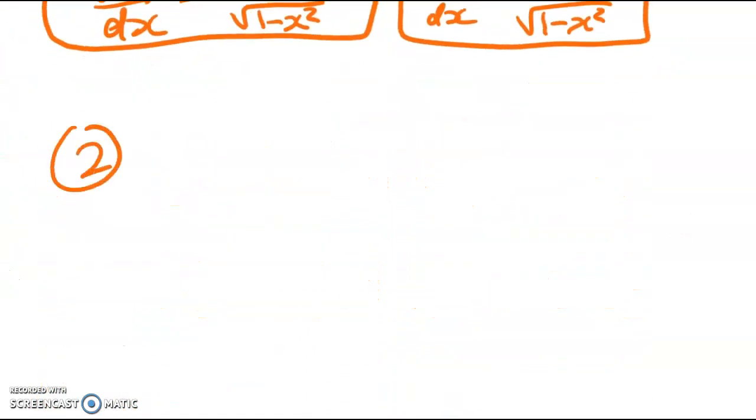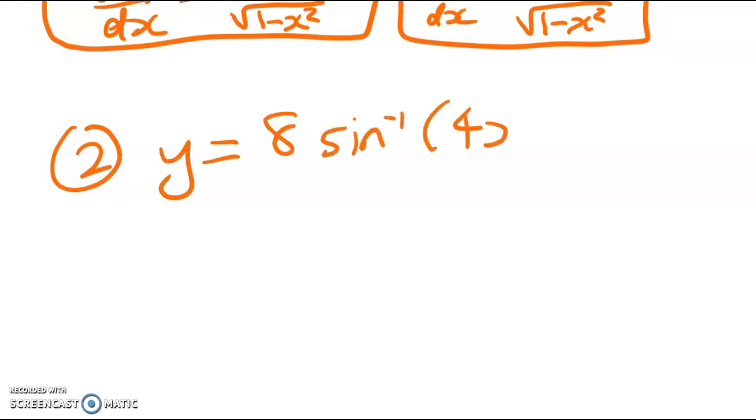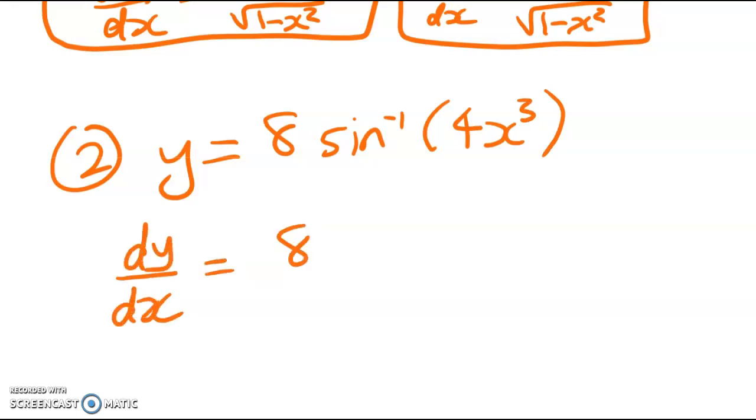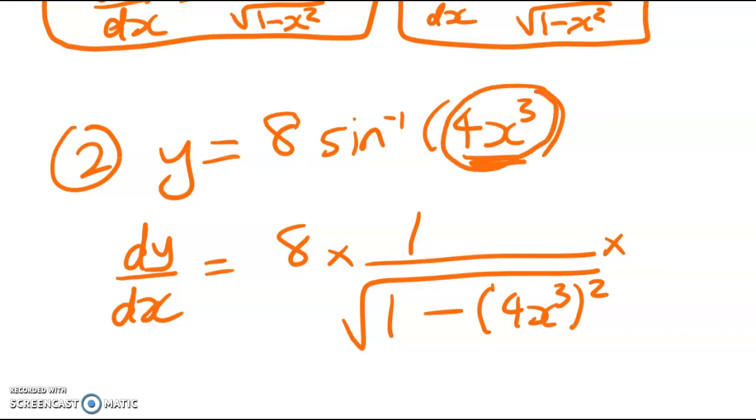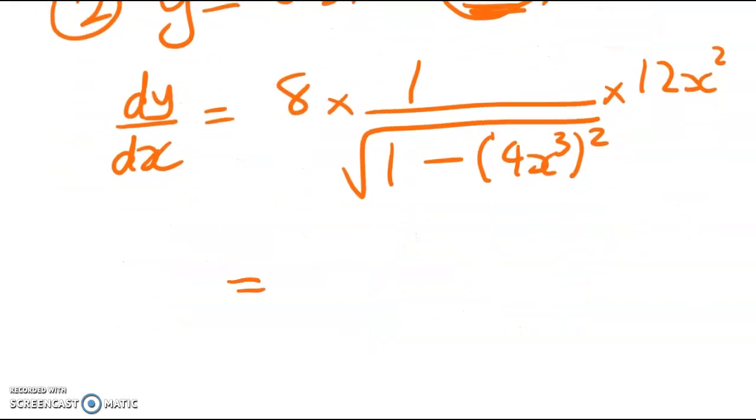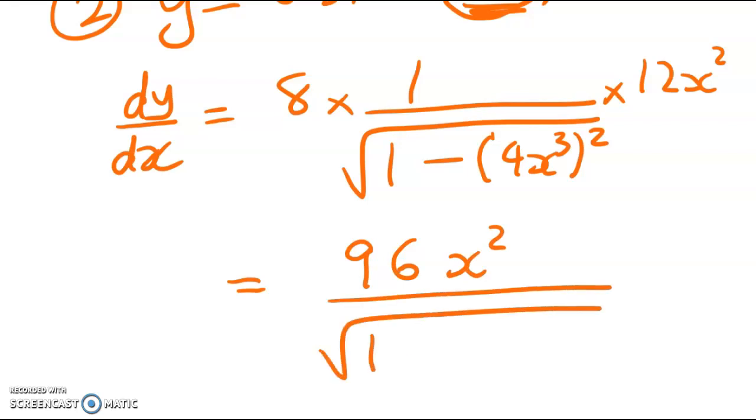Okay, so question 2 was y equals 8 sine inverse of 4x cubed. Let's look at the derivative. The 8's just a constant, so that gets multiplied through, so it's 8 times 1 over the square root of 1 minus this thing, the blob, squared, times the derivative of that inside function, which will be 12x squared. Cleaning that up gives me 96x squared over the square root of 1 minus 16x to the power of 6.